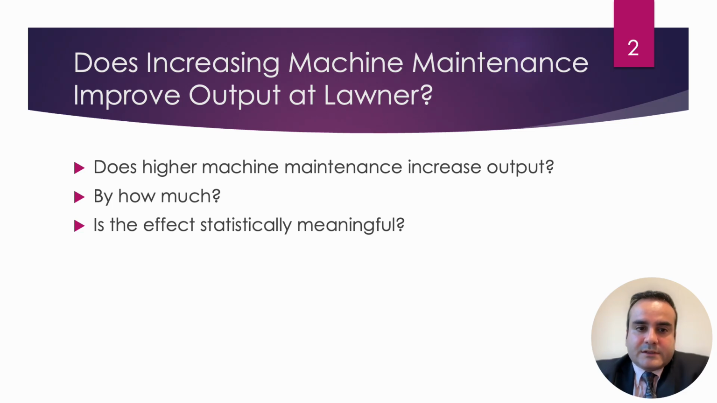Specifically, I aim to answer three questions. The first question is, does higher machine maintenance increase output? The second question is, by how much does output change when maintenance levels change? And third, is the relationship statistically meaningful, or could it simply be the result of random variation in the data?